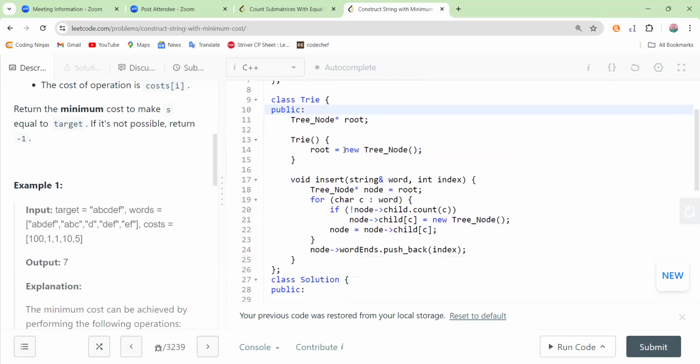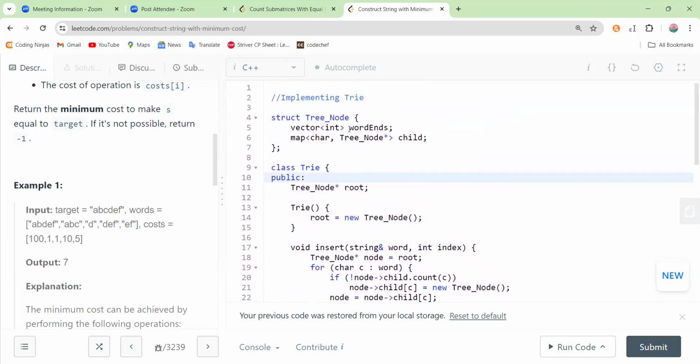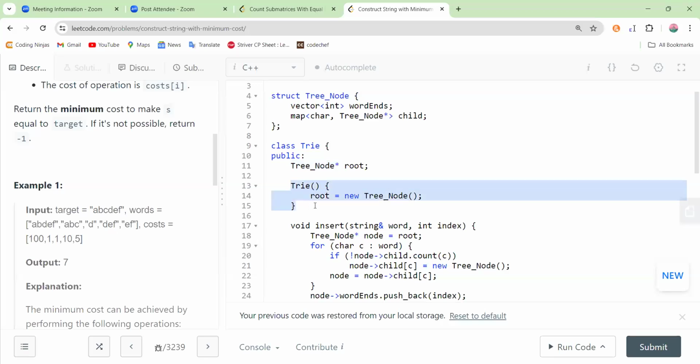Now coming to the trie. For the trie, we have a structure that is the same as this TreeNode. So we just declared TreeNode star root. Then we made the constructor. This constructor of Trie just initializes root to a new TreeNode. This is actually the way of initializing the tree node.